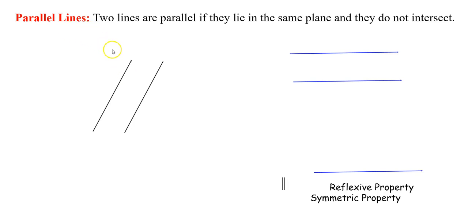In this video, we are going to learn about parallel lines. What are parallel lines? Two lines are parallel if they lie in the same plane and they do not intersect.